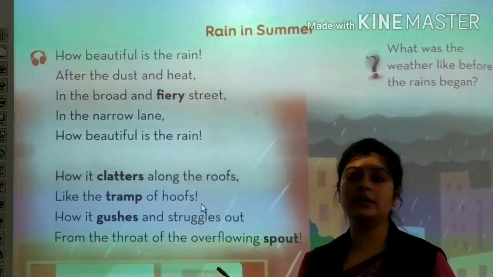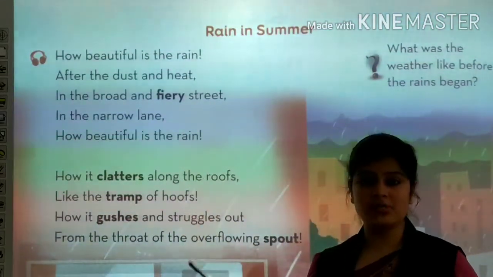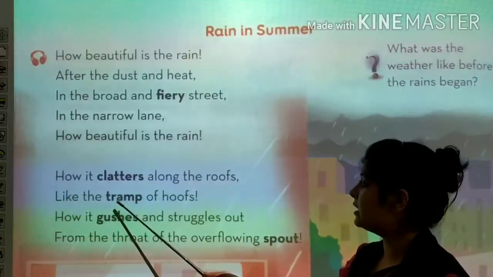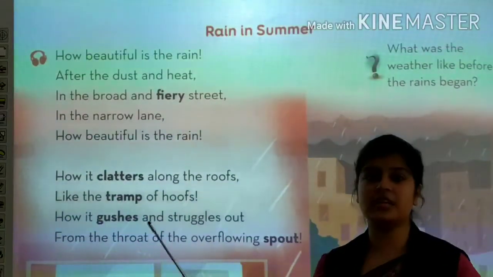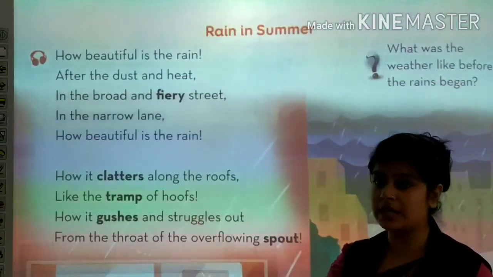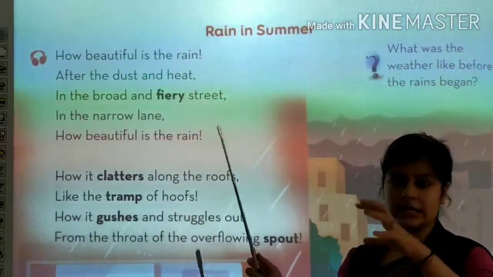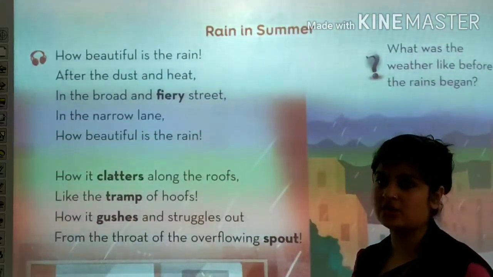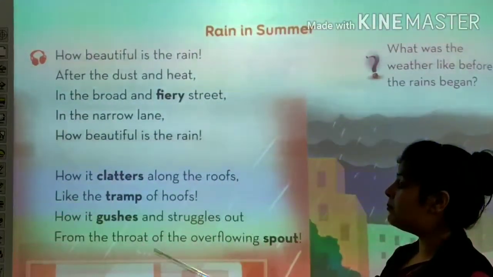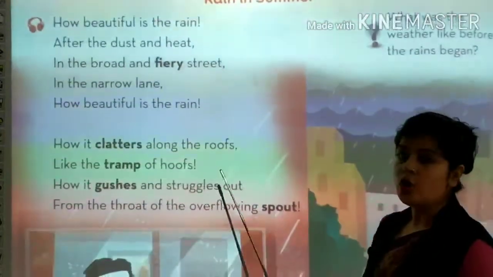उनको ऐसा लगता है, poet का ऐसा मानना है कि when rain comes on the roof, it produces a sound like the tramp of hoops. जैसे कि मान लो हॉर्स रनिंग कर रहे हो, हॉर्स के रनिंग करने से जो साउंड प्रोड्यूस होता है, वैसा साउंड ही रूफ पर रेन के आने से होता है, बारिश के आने से होता है. Basically the poet is comparing the clattering sound with the tramp of hoops.